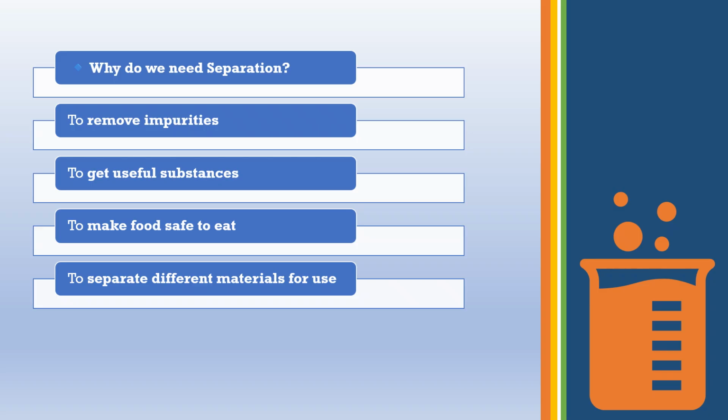Why do we need separation? We separate substances for many reasons, like to remove impurities, to get useful substances, to make food safe to eat, and to separate different materials for use.